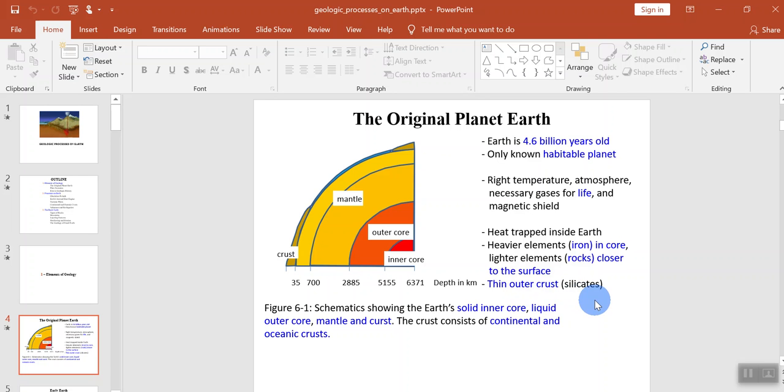Right. These are continental and oceanic crusts. So this is it. The radius is 6,371 kilometers. The crust is really thin, and so on.